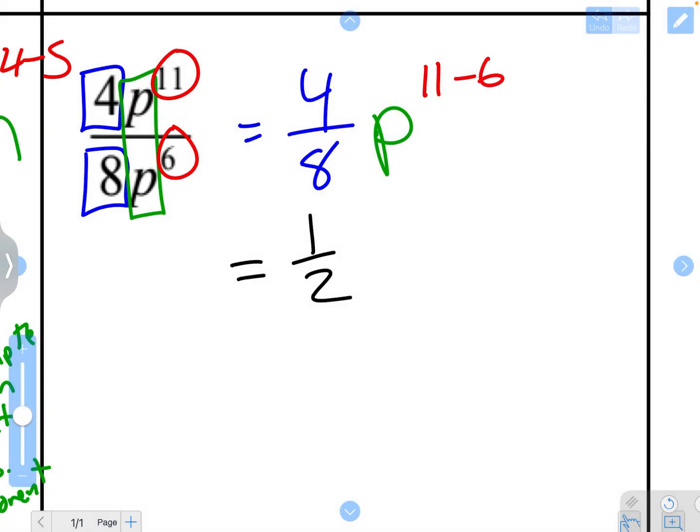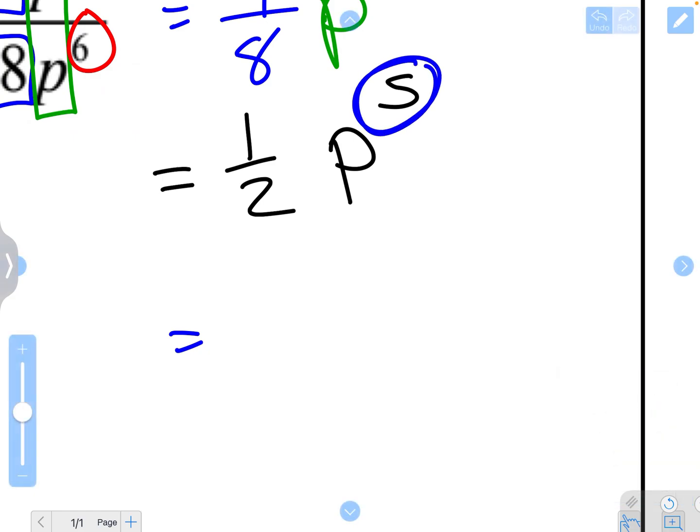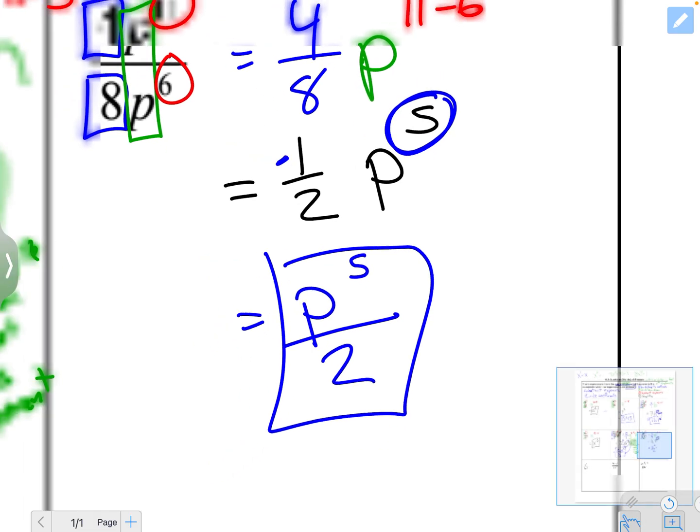So now I'm going to write my p to the 5th, but this is not my most correct answer. That is correct, but my p, because I have a positive 5, needs to go on top of my fraction. So I'm going to write p to the 5, and then I need to put my 2 on the bottom. I did not write the 1 because I technically have an invisible 1 in front of the p that I do not need to write. And so this is my most correct answer.